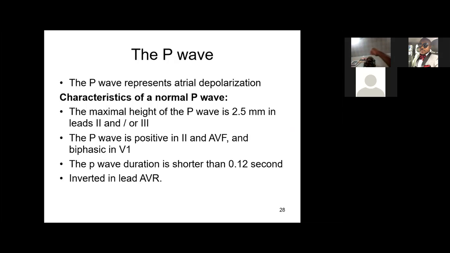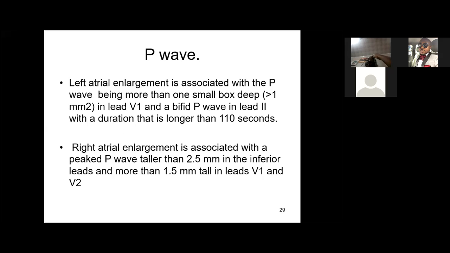Now, the P wave itself represents atrial depolarization. The amplitude of a P wave is under 2.5 millimeters in leads 2 and or 3. The P wave is positive in 2 and AVF and biphasic in V1. The P wave duration is shorter than 0.12 seconds and inverted in lead AVR. Left atrial enlargement is associated with the P wave being more than 1 small box deep in lead V1 and a bifid P wave in lead 2 with a duration that is longer than 110 milliseconds. That's for left atrial enlargement.